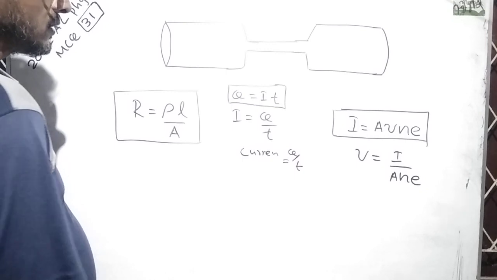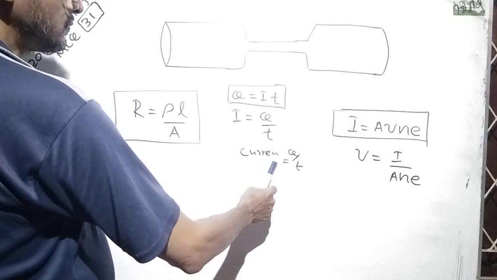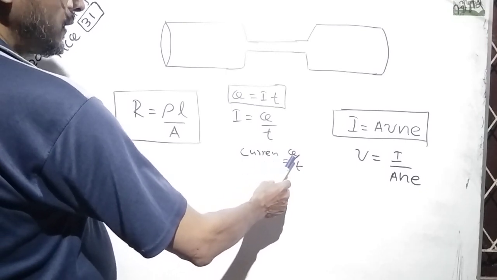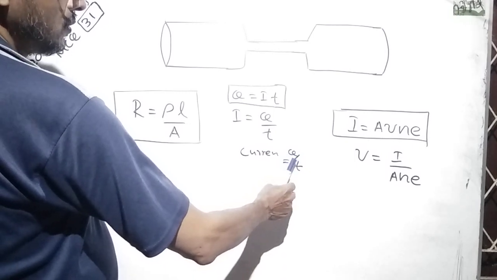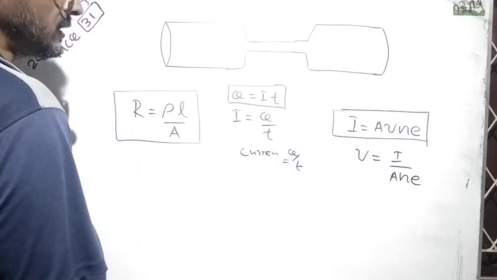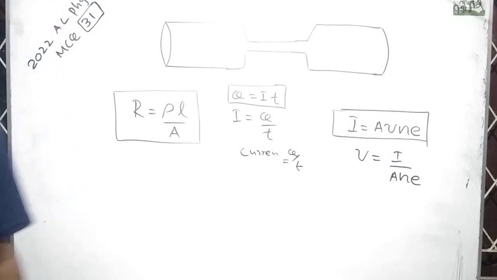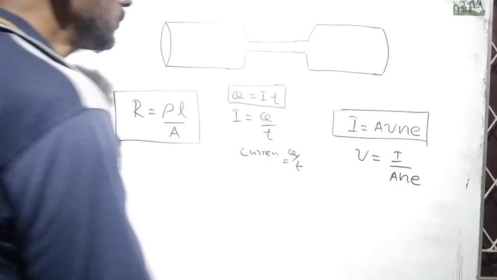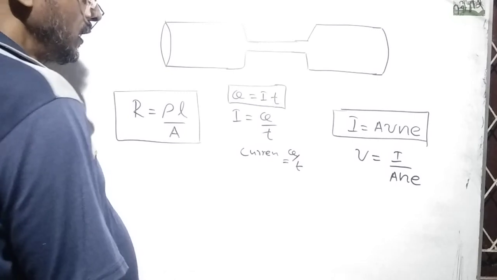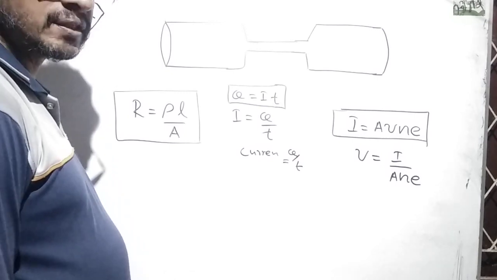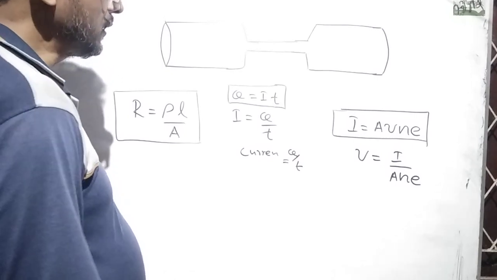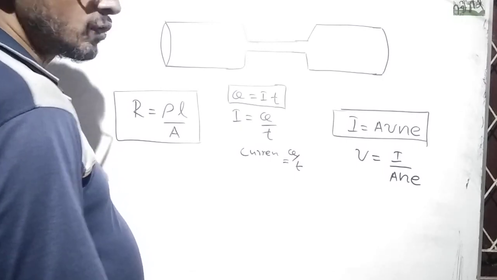In any cross section, current means the charge particles going through per second. In this statement, the problem is, what is the meaning of everywhere? Actually, this means any cross section. Don't take it as any point. That means any cross section.